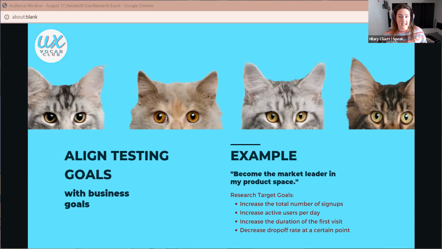So that's an excellent measure of early engagement, right? Or maybe it's decreasing drop-off rate at a certain point. Like they've identified, oh my God, when people go to use our payment gateway, they all just leave. What's happening here? So you're going to say, okay, I want to conduct research that keeps users moving forward and helps them see value here. So how do I choose some appropriate methods?